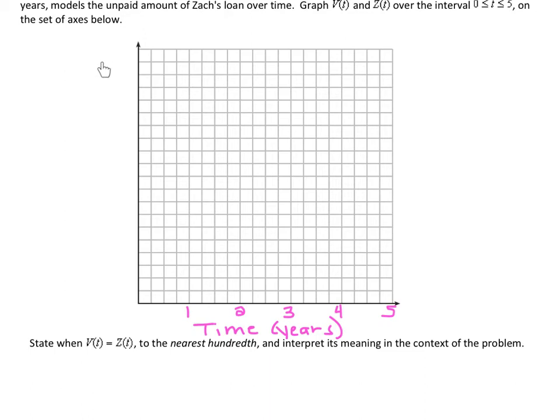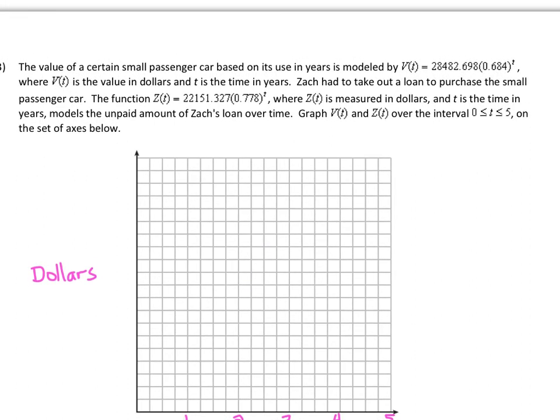Okay, now along this axis, we're talking about money, right? The value of the car or the amount of money left on Zach's loan. So I'm just going to label this. I'm literally going to call it dollars. Okay, it's the amount of money in dollars. Or you could say the amount of money and then in parentheses put dollars, just like in here, in parentheses, I put years. That's up to you. All right, now, I think what we're going to do is go to y equals in our calculator, and I'm going to plug this function into y1 and this function into y2.